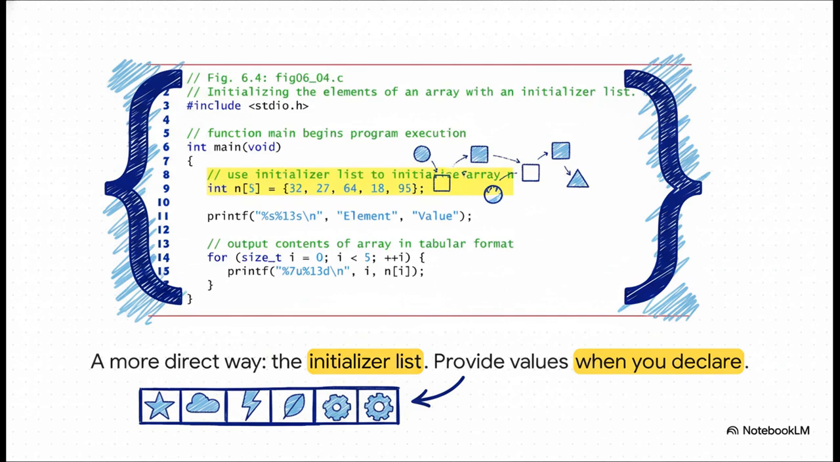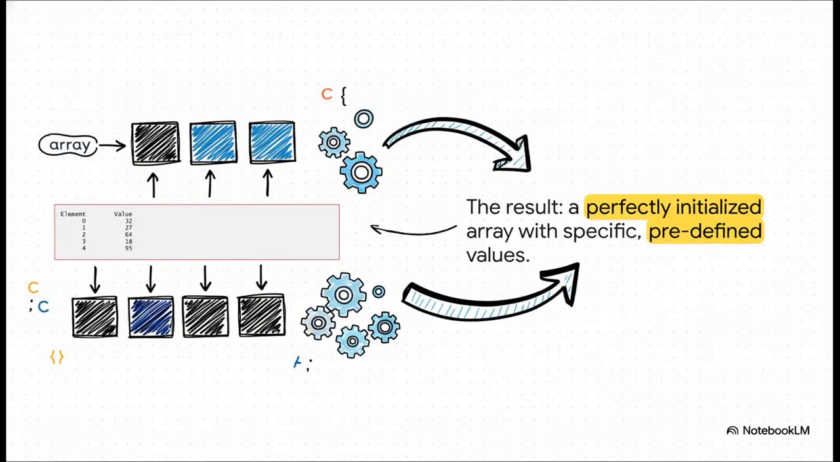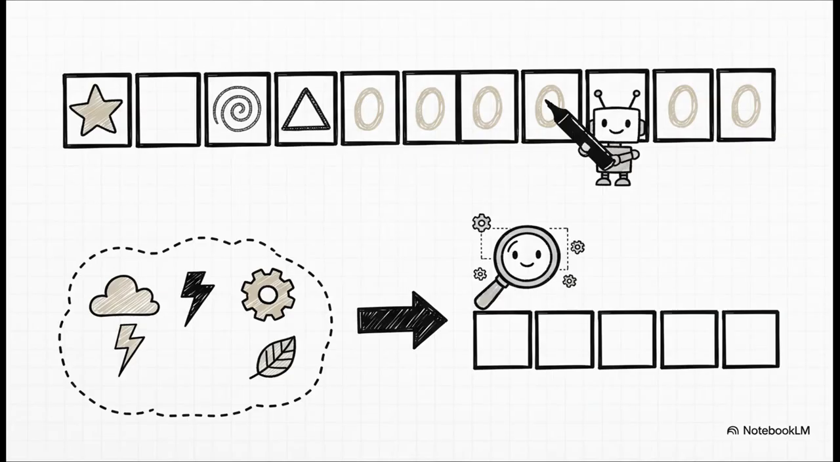Super easy. And if you look at the output, you can see it works like a charm. Our array n gets created and instantly loaded up with all those numbers, 32, 27, 64, and the rest. Talk about efficient. Now, these initializer lists have a couple of really cool tricks up their sleeve. If you give it fewer values than the array can hold, C will automatically fill in all the rest with zeros.